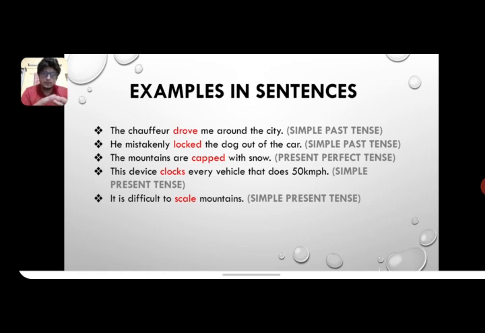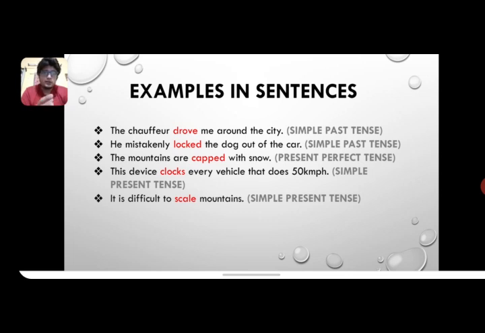A finite verb. So the chauffeur drove me around the city. Drove is the word that gives us the surety or the certainty of the fact that the sentence has been framed in simple past tense. So it is a tense decider, therefore drove becomes a finite verb.